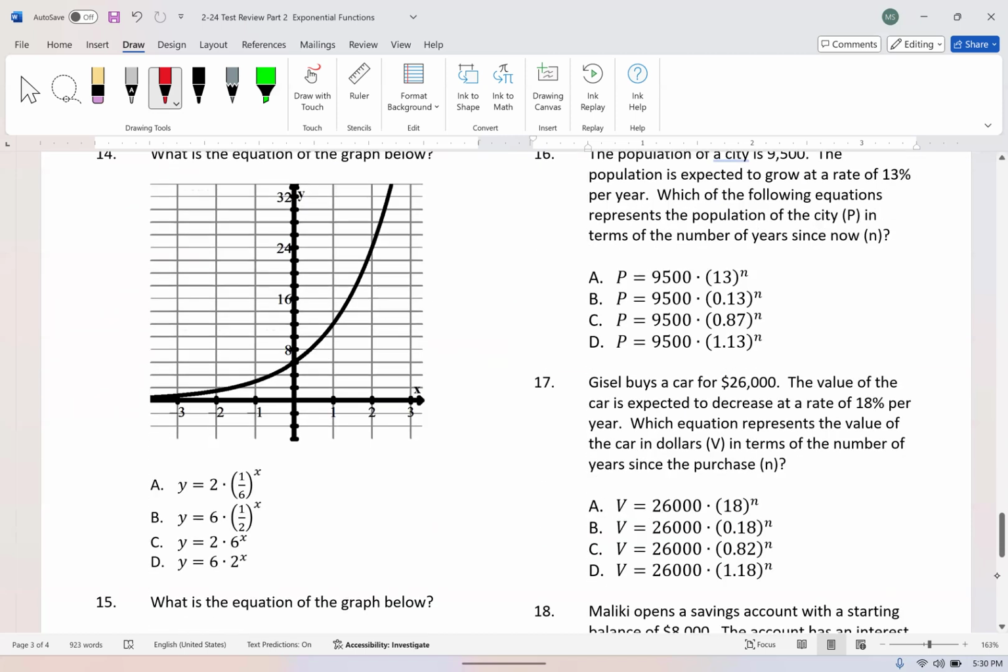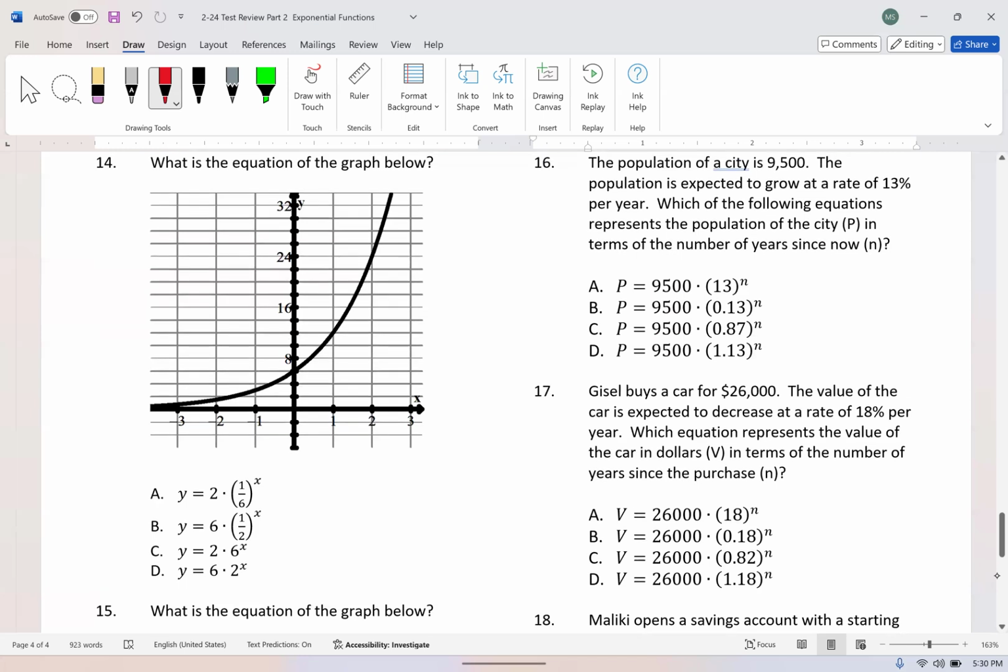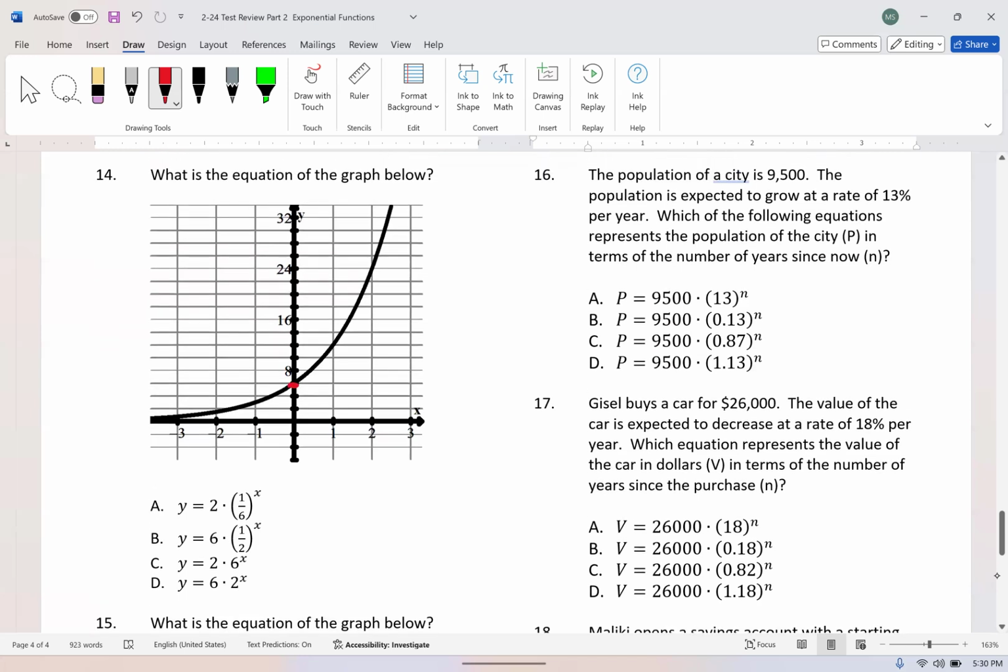All right, number 14, what is the equation of the graph below? Well, the first thing I'm going to see is that if you look at the way this is counting, each tick mark is 2 on the y-axis. So that dot is occurring at 6. So A equals 6.